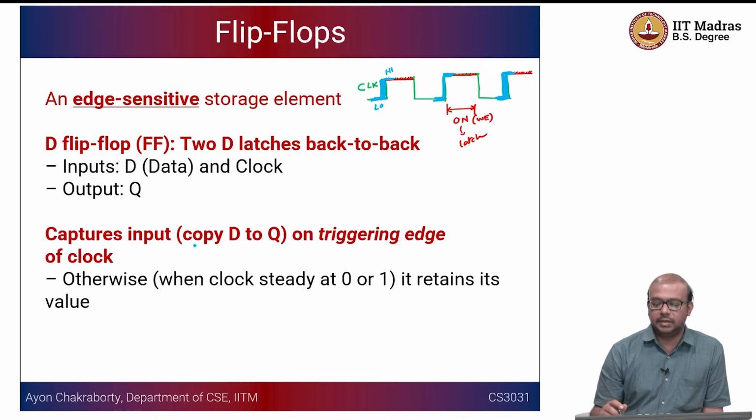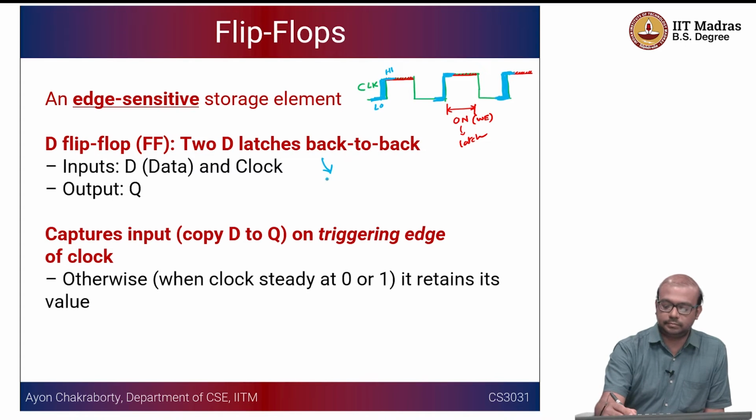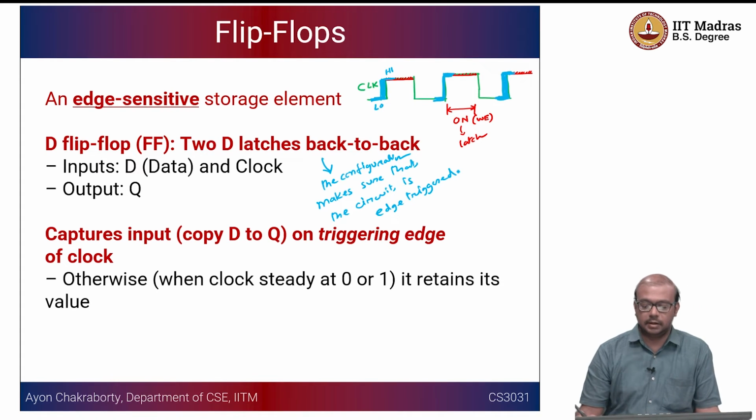So instead of using one D-Latch, the trick is to use 2 D-Latches back to back with a clock and a negated clock. We are going to show that soon. The configuration makes sure that the circuit is edge triggered. Okay. So otherwise it retains the value, right?